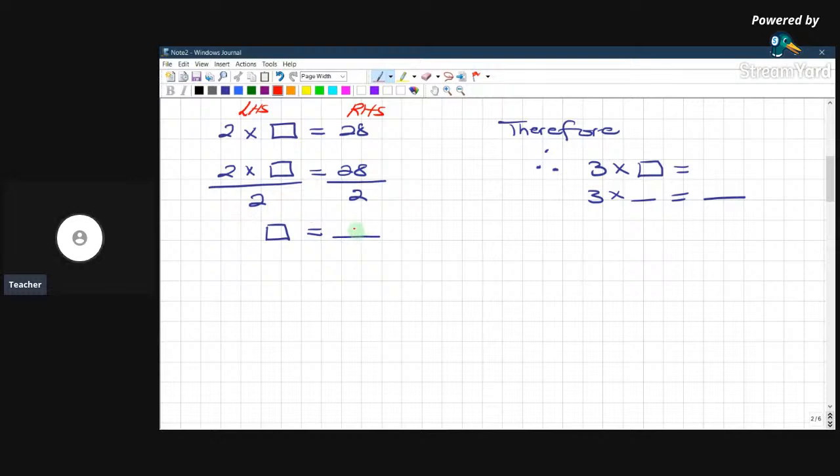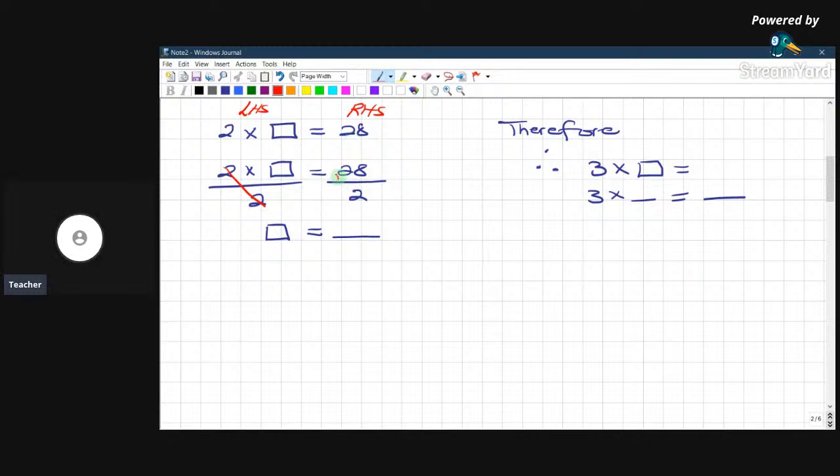I can't do one operation to one side and leave it. That's not keeping it balanced. So I divide one side by 2, so I have to divide this side by 2. So 2 will cancel 2 here, leaving me with the unknown, or the box here. This symbol represents that unknown variable.